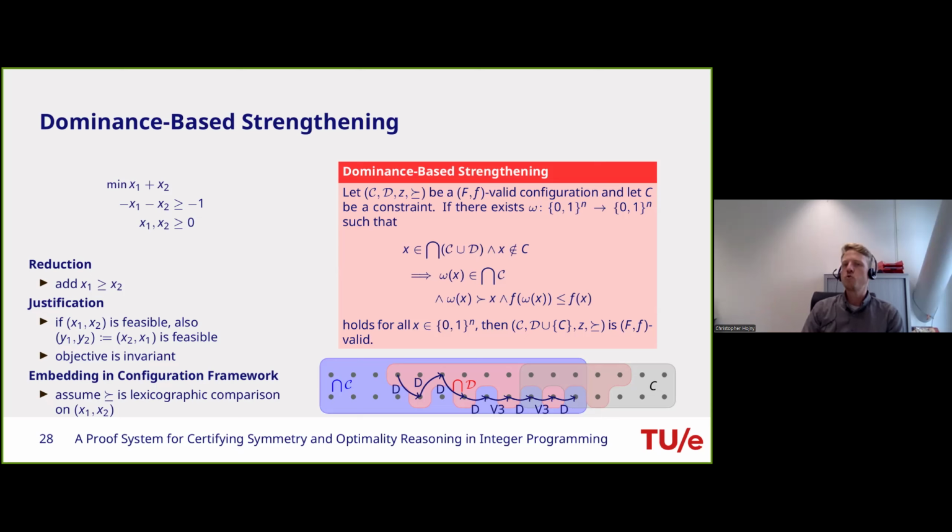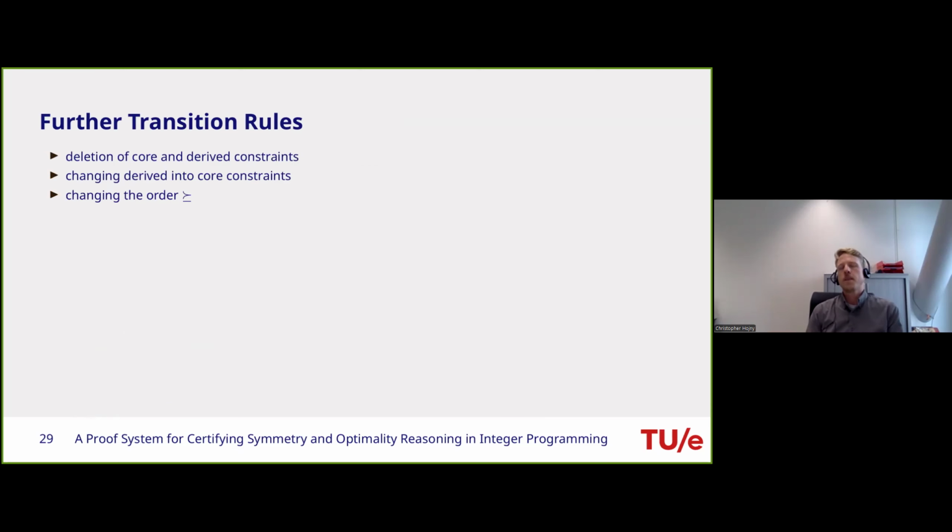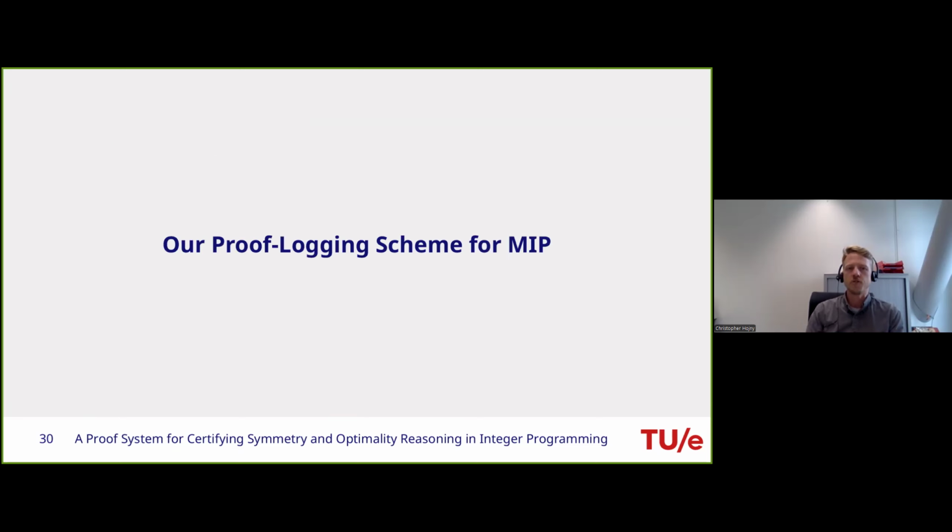And these were the two main rules that also led us to think about how we can actually generalize this framework of the pseudo-Boolean optimization world to general mixed integer programs, and in particular such that further rules can also be derived. For instance, we can delete certain core and derived constraints if they become redundant. How can we change derived constraints into core constraints? How can we change this pre-order, maybe if it's easier for proving something? We were wondering, how can we actually generalize these techniques for general mixed integer programs?